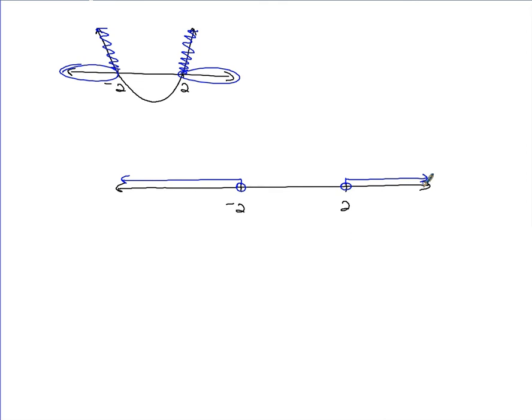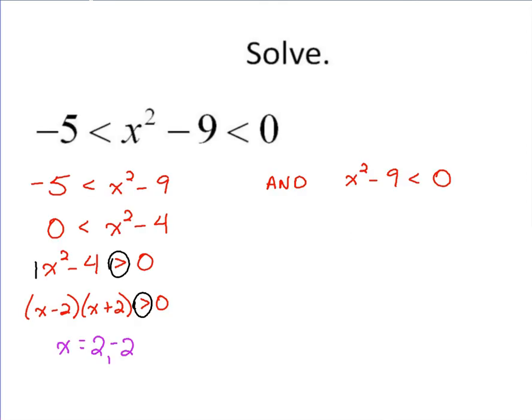Now, let's do the same thing for the second part of this compound inequality. The x squared minus 9 is less than 0. X squared minus 9, difference of two squares, so I factor as such. I get x minus 3, x plus 3, all less than 0. Critical values. Well, the first factor of x minus 3 would give me 3. The second factor of x plus 3 would give me negative 3.